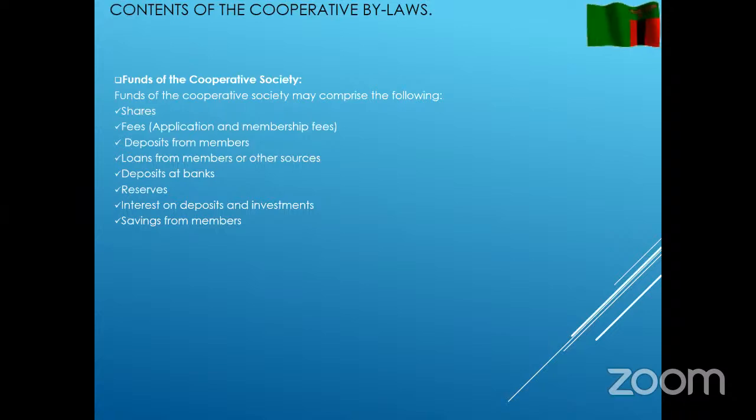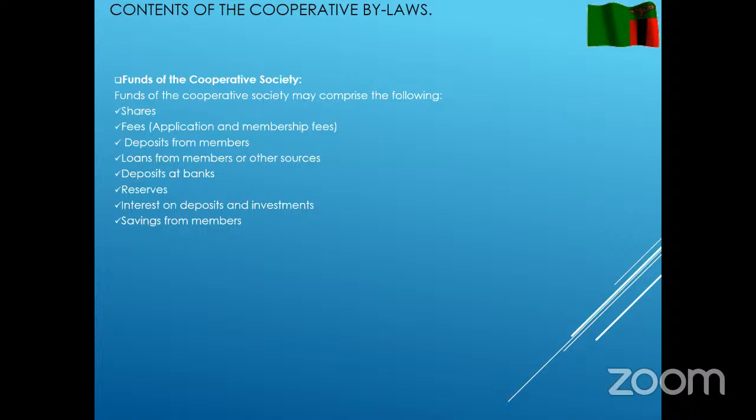Then very critical to the cooperative operations, we now look at the funds of the cooperative. Of course, we have the shares. This is the money that initiates the business in the cooperative. Then we have the fees. I've talked about the application and membership fees. Then there are times that your bylaw will provide for deposits from members. You can provide for that. There are members who have money that they may not want to use now, but they can deposit, of course, with an expectation that they will have some kind of interest on their deposit, just like the bank arrangement. Then, of course, we have loans from members or other sources.